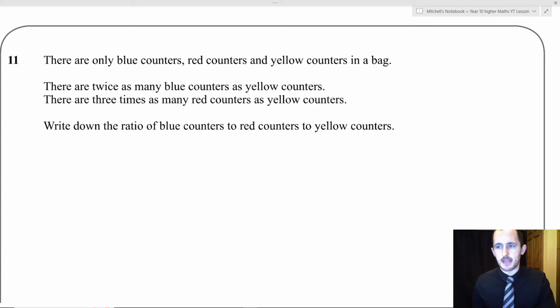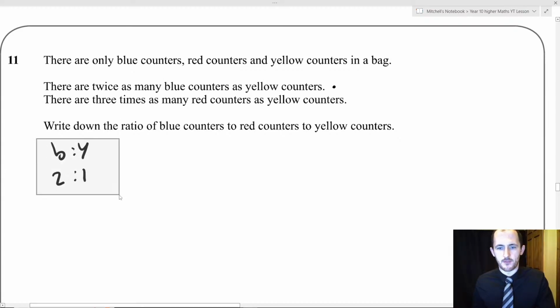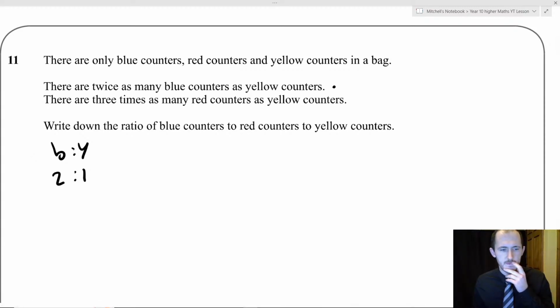So, again, take it piece by piece. Let's look at this piece of information. There are twice as many blue as yellow. So blue to yellow is 2 to 1. Are you all okay with that being the ratio? I explained it a bit earlier, but I didn't really ask if you guys got it. Is that okay? Splendid. And then there are 3 times as many red as yellow. So red to yellow is 3 to 1.